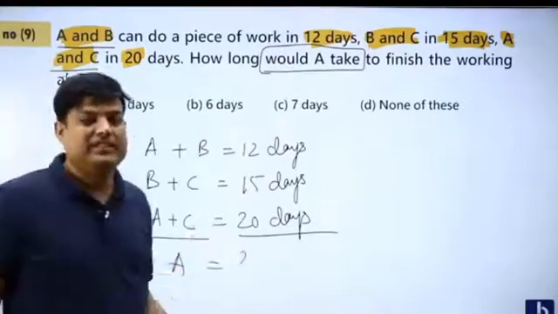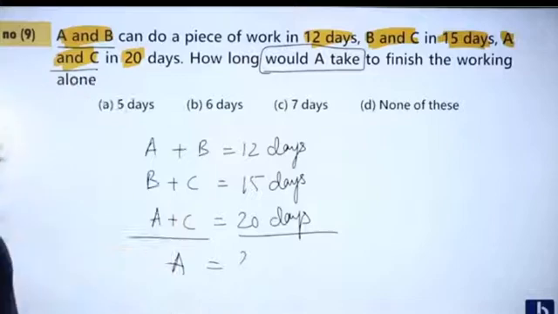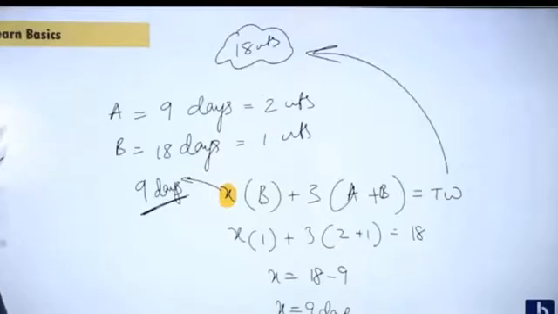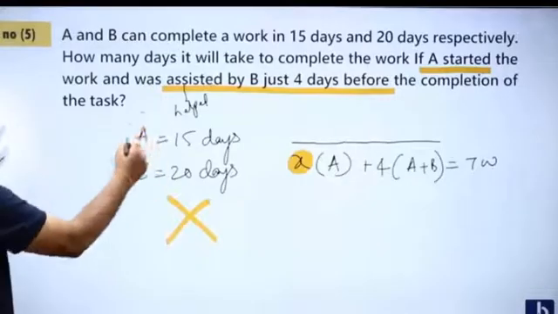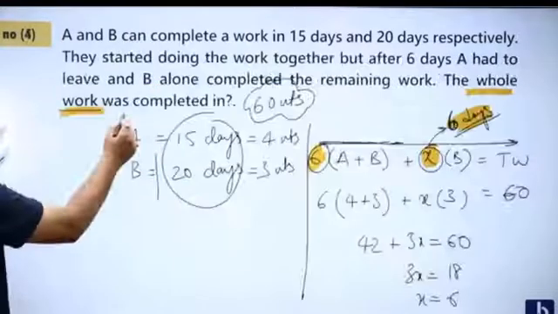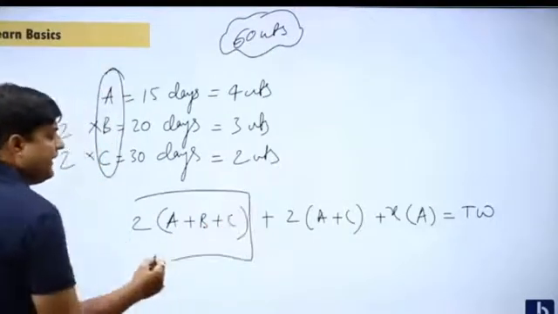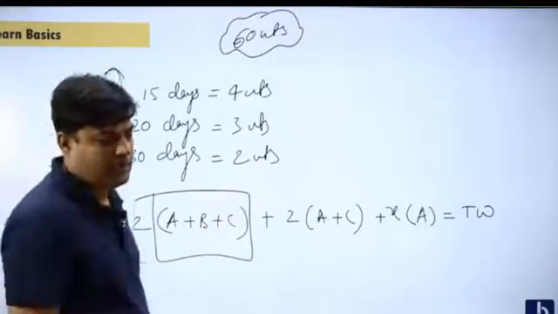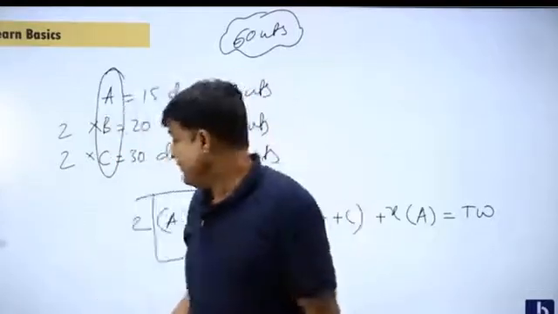How is this question different from the previous questions? Students, it's very simple. Previously, he gave you A and B, individual values, and what did you find? The combined value. Are you understanding everybody? He gave you individual values and you found the combined value.